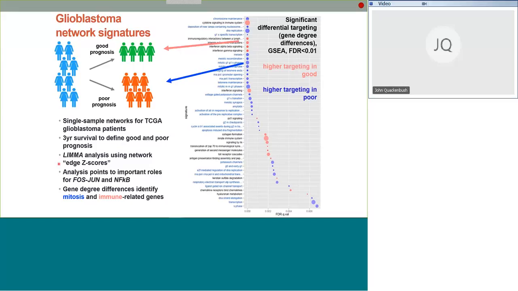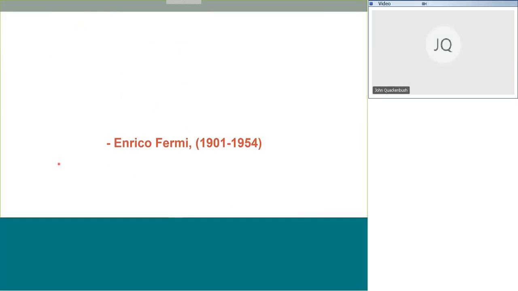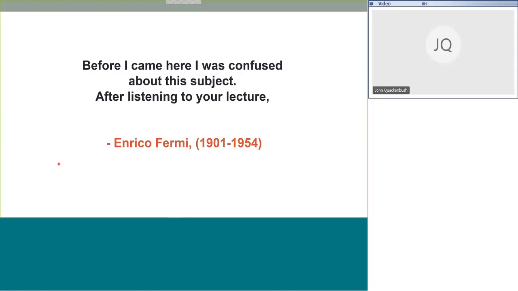So I've used my time. I like to use quotes, so I want to close with a quote. This is one of my favorite quotes. This is from Enrico Fermi, who's a physicist. Fermi said, "Before I came here, I was confused about this subject. After listening to your lecture, I am still confused, but at a higher level."